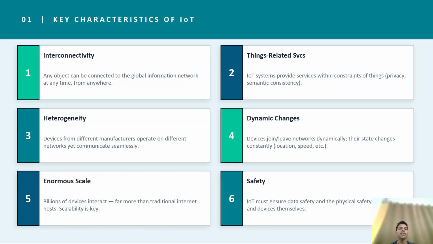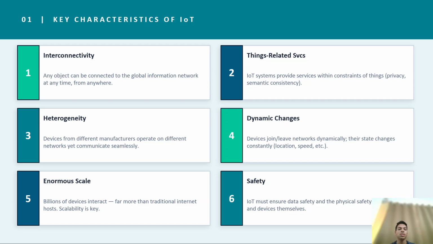So, what are the key characteristics of IoT? First, interconnectivity. Anything can be connected anytime, anywhere. Second, IoT provides thing related services while respecting constraints like privacy. Third, heterogeneity. Devices from completely different makers and platforms can still work together. Fourth, IoT systems handle dynamic changes. Devices constantly join or leave the network and their state, like location or battery, keeps changing.